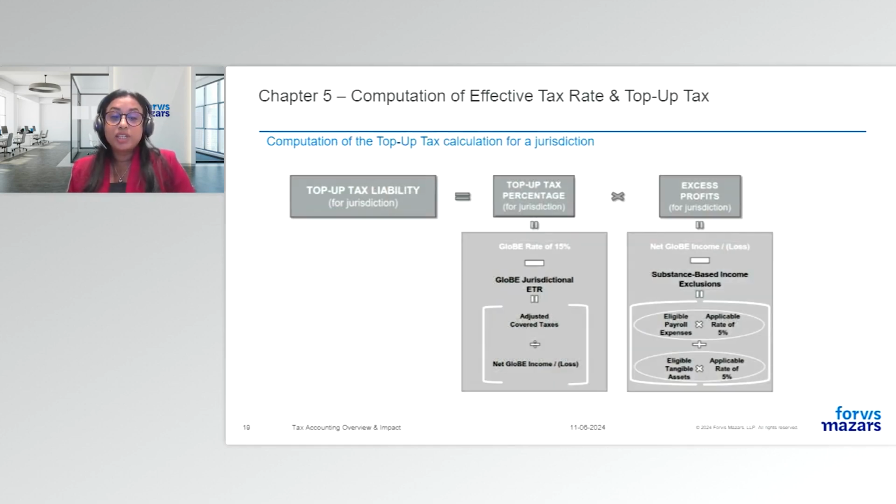So this slide illustrates the calculation of the top-up tax liability. What you see here is that besides the calculation of the global jurisdictional ETR, there's also an excess profit calculation. The reason for including this substance-based carve-out based on payroll expenses and the tangible assets is to exclude a fixed return for substantive activities within the jurisdiction from the application of the global rules. This reduces the excess profit and this reduces the top-up tax liability. So let's see where we can find the relevant articles to compute the ETR and top-up tax.